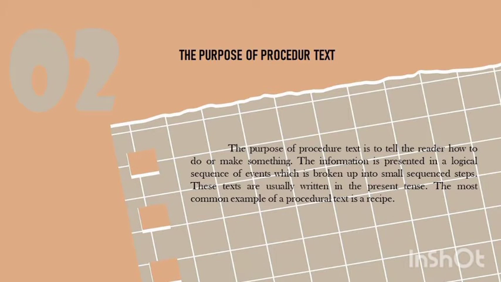And then the purpose of procedure text is to tell the reader how to do or make something. The information is presented in a logical sequence of events which is broken up into small sequence steps. These texts are usually written in the present tense, and the most common example of a procedure text is a recipe.